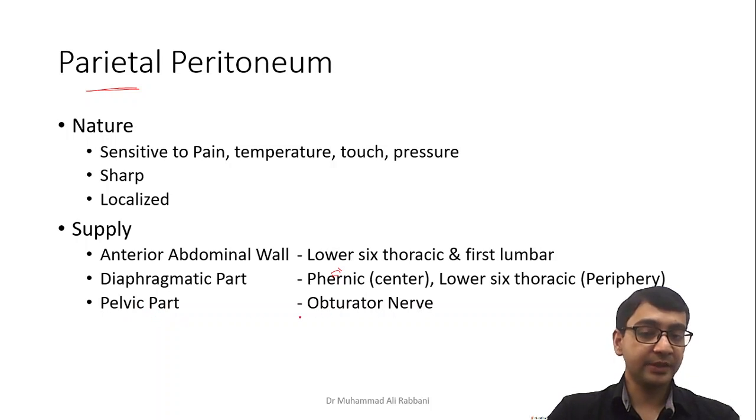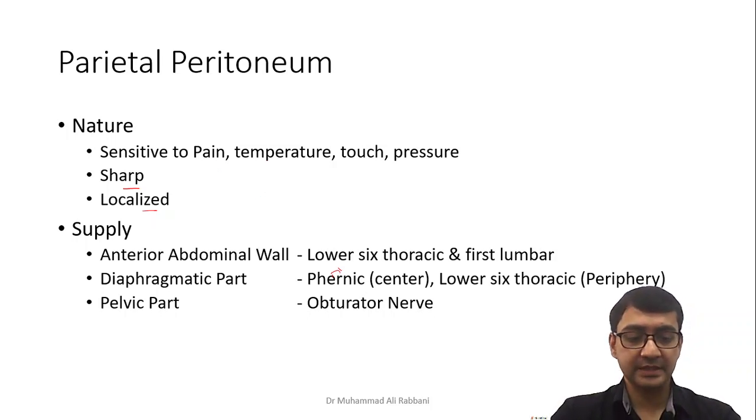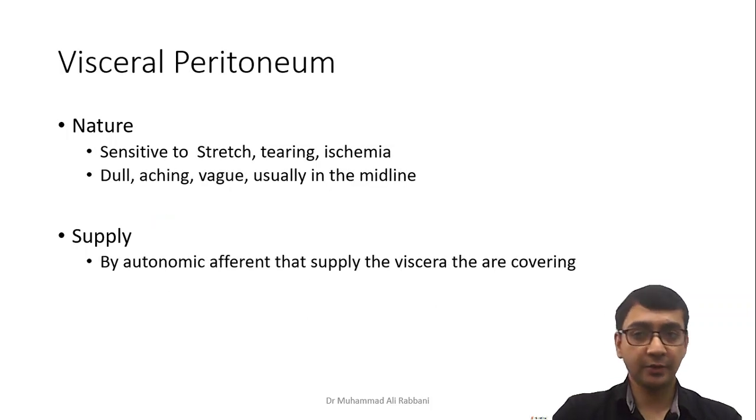The pelvic part is majorly being supplied by the obturator nerve, and the nature of the sensation will be similar to that of the structures that it is carrying. That is the wall here, that is the abdominal wall. The pain or any sensation will be sharp, localized, and sensitive to a wide variety of sensation: pain, temperature, touch, pressure, stretch, irritation. All of these are sensed on the parietal peritoneum.